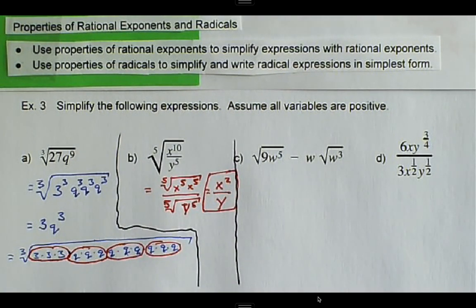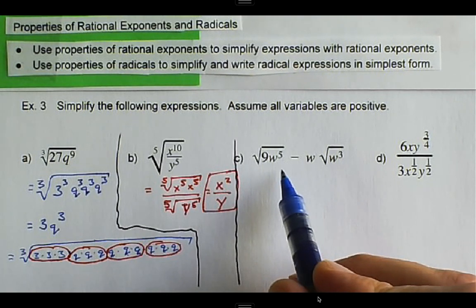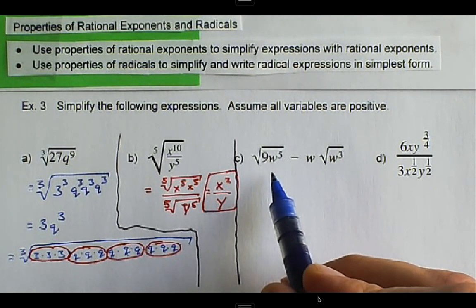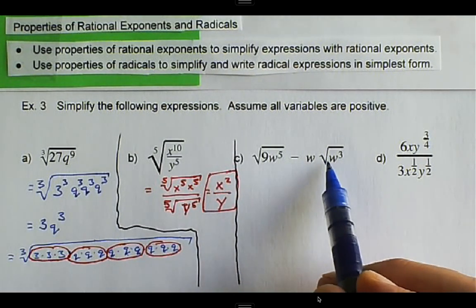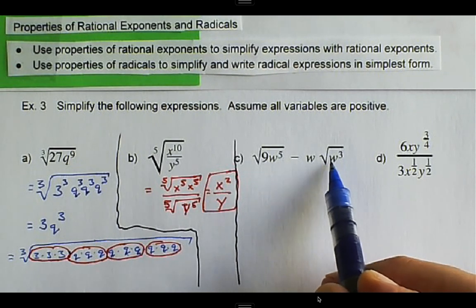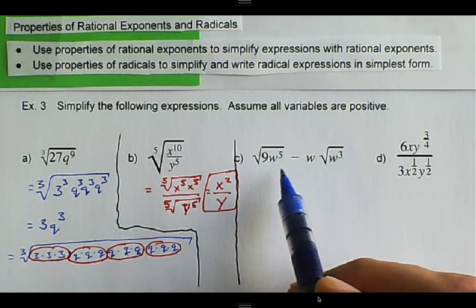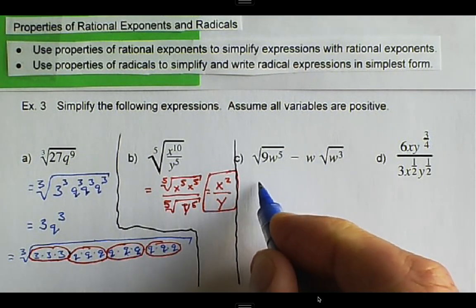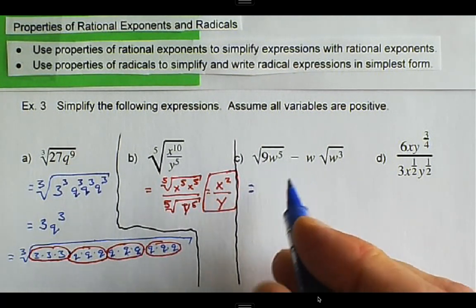Okay, the next example, this one is subtraction. In order to subtract things, we need to make sure that we have like terms. So in this case, we have the square root of 9w to the 5th minus w times the square root of w cubed. We need to make whatever's under the radical be the same in order to subtract this. One thing that we can do is simplify what's going on under the radical. So we can take the square root of 9, which is 3.